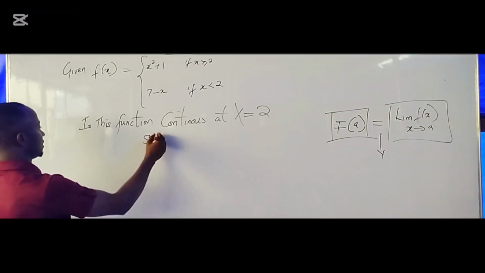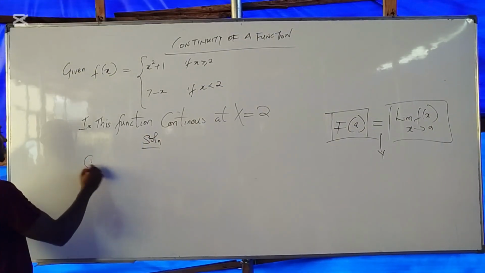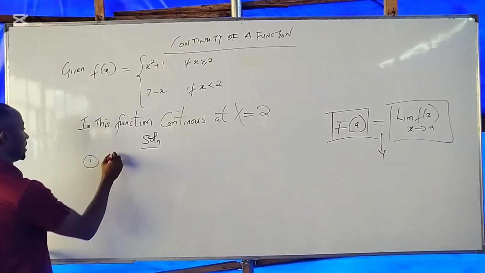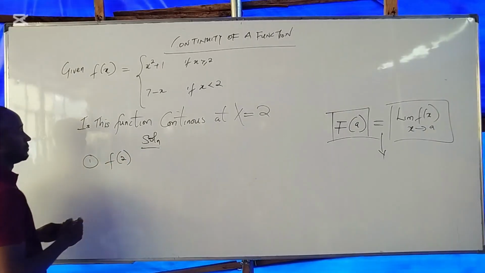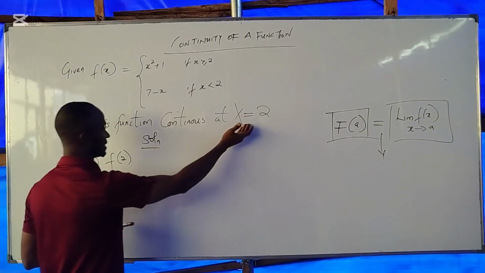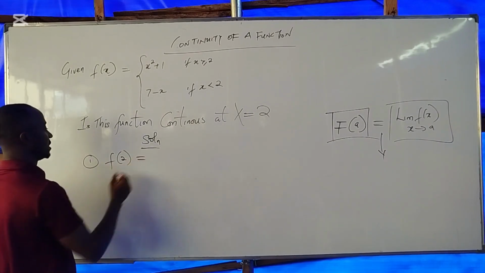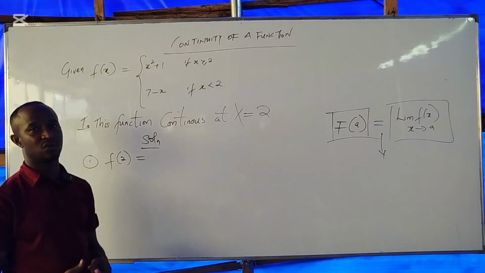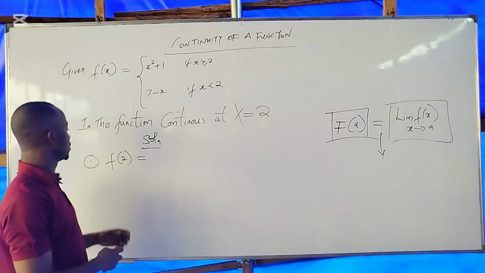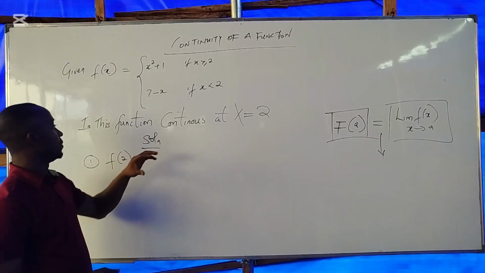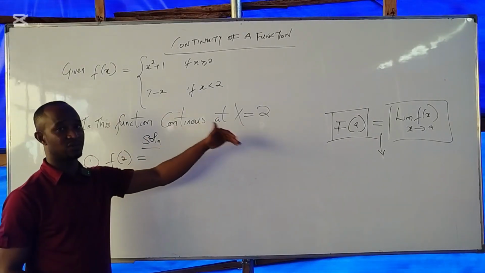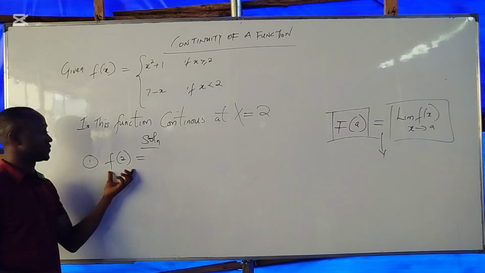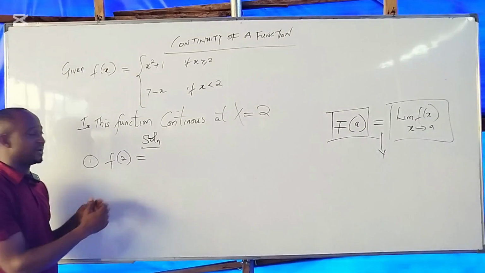So for the solution, we're going to find first, the first condition is f of a is defined. Here, our a represents 2 because we are asked if this function is continuous at x equals 2. So if you look at this equation here, we have what we call pointwise continuity of a function, because we are given a certain value, x equals 2. We are asked to find f of 2. Let's see if f of 2 is defined.